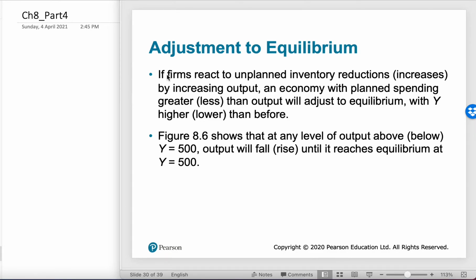So if firms react to unplanned inventory, this is basically still ceteris paribus. The way they interact with the level of output is through planned or unplanned inventory, and not the price, because we have assumed the price is fixed. So let me do it again.